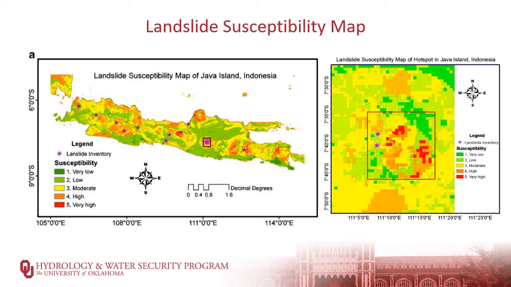Other things to see, the landslide inventory on the bigger map. It shows little stars. That's where they've occurred before. You can see in the area of study there's a few of them in there.